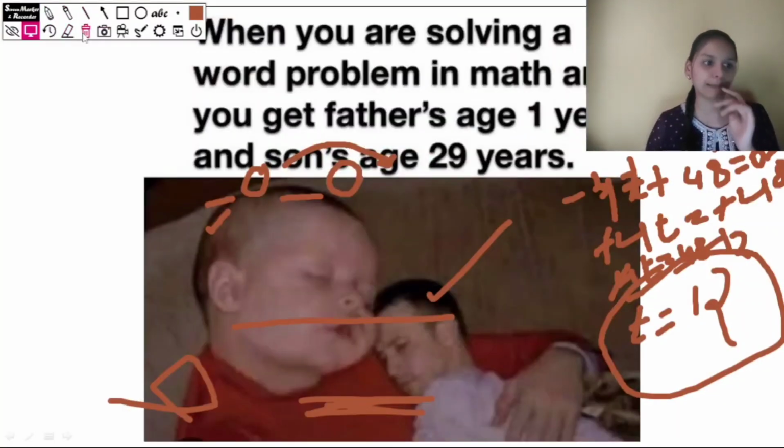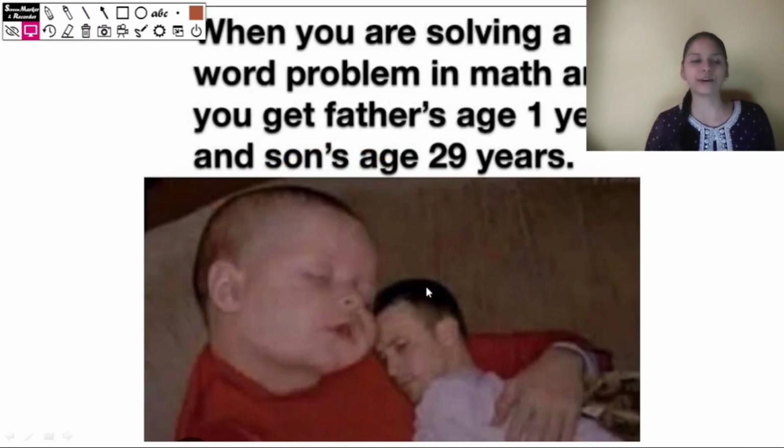See, sometimes what happens is, so this is a meme, okay? When you're solving a word problem in math and you get father's age just 1 year and son's age just 29 years old, and it looks so weird, okay?